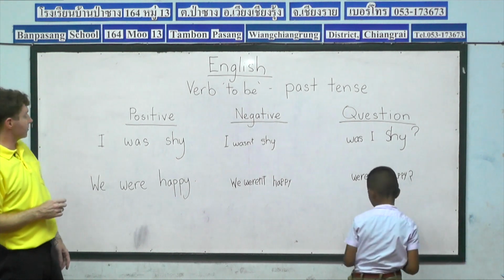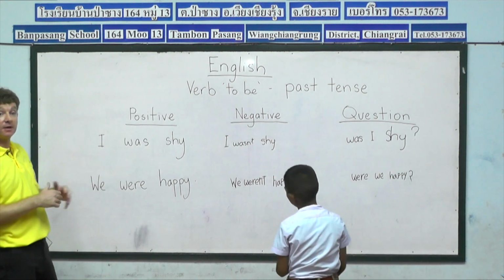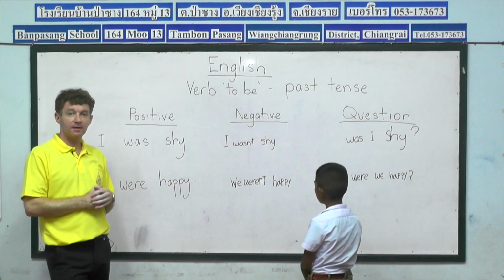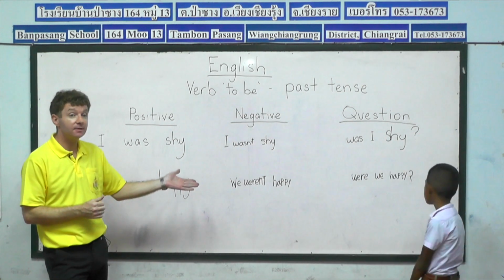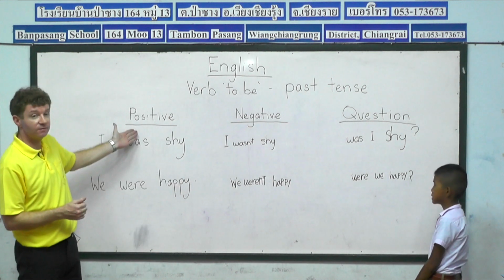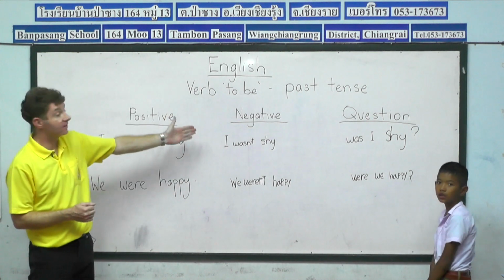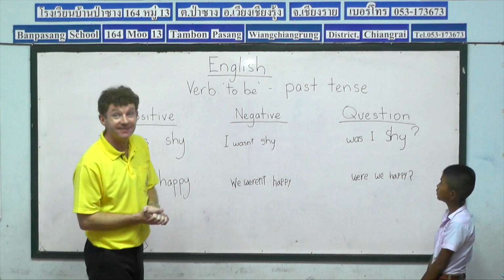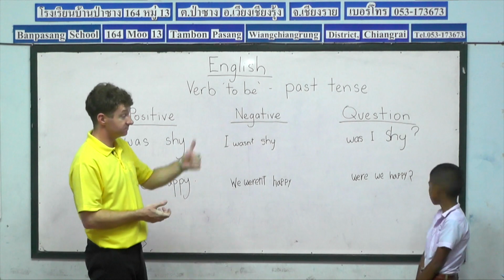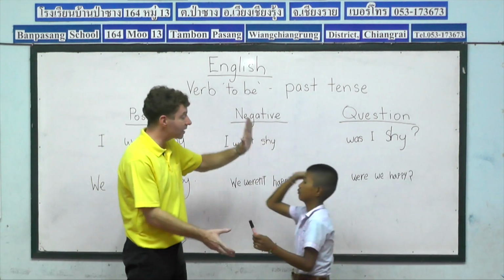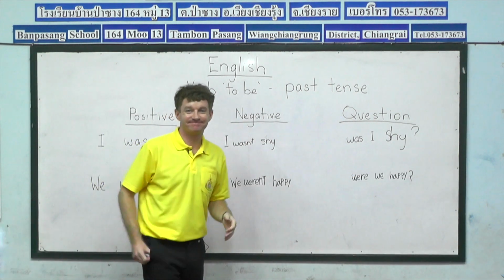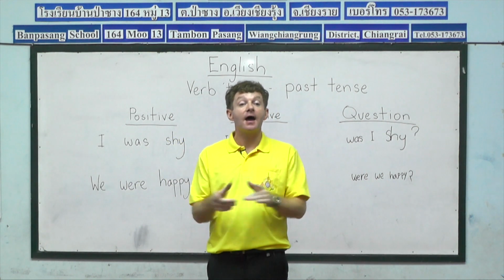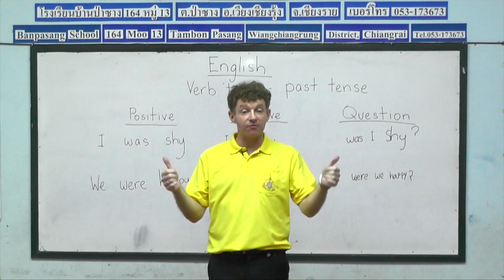So all together, we were happy. We weren't happy. Were we happy? Positive. Negative. Question. Verb to be. Past tense. Pat, excellent. High five. Big round of applause for Pat. And big round of applause again, guys. That was great.